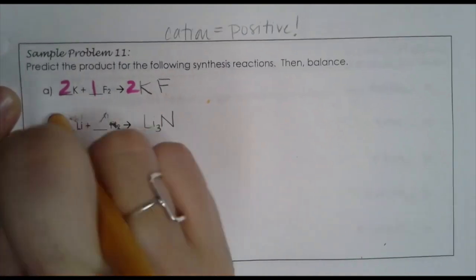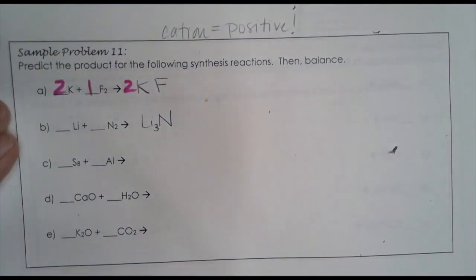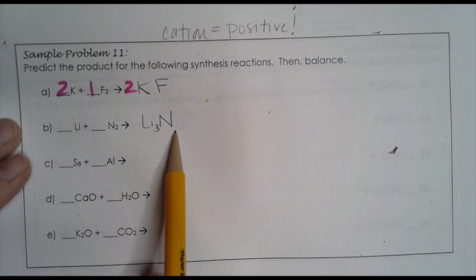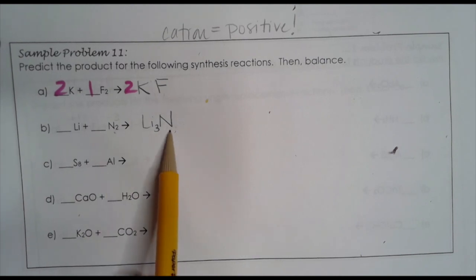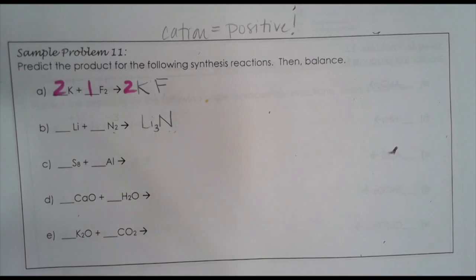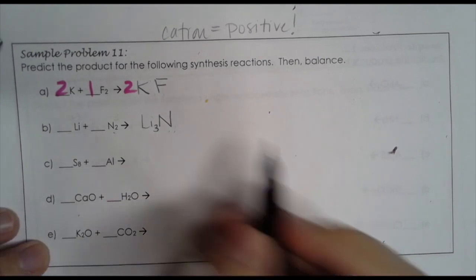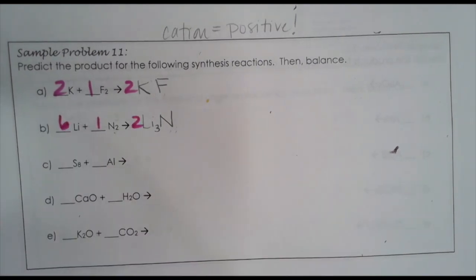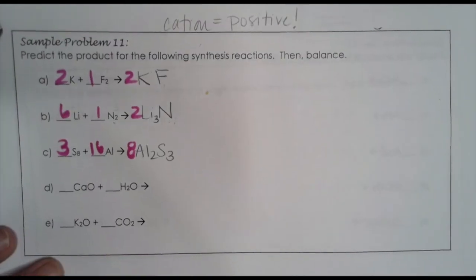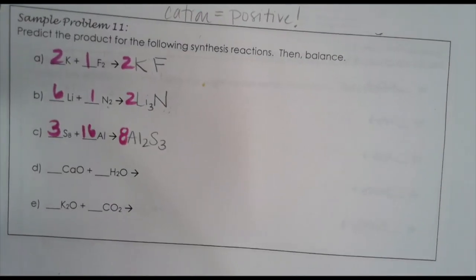Erase those. And again, notice I didn't bring that 2 over for nitrogen because here nitrogen is not by itself. Nitrogen by itself wants to be in pairs, but here it's bonded to lithium, so it's happy. You don't need to make it a diatomic there. And when I balance this, there's my subscripts. You try C. So there's your answer there.